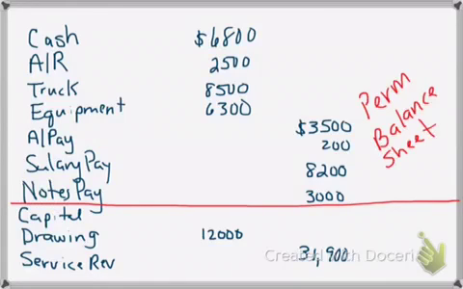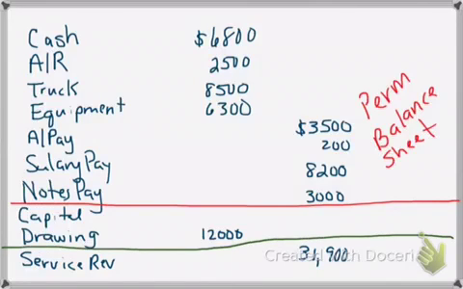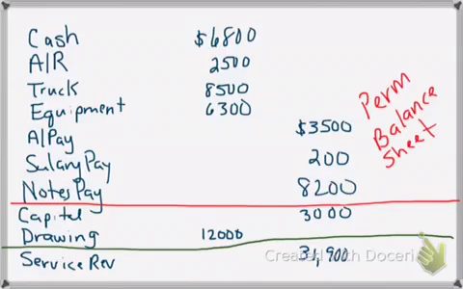I'm now going to take and draw a line in between drawing and service revenue. I do not have that lined up. I'm sorry. That was 200 there. Notes payable, let's see, it was 8,200. And then I had 3,000 here. Sorry, that wasn't lined up right.